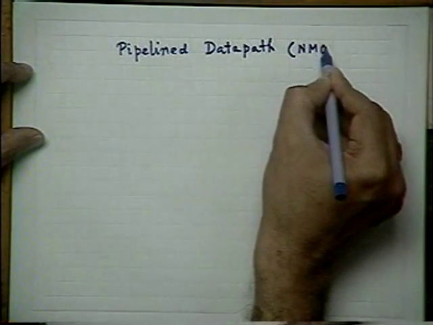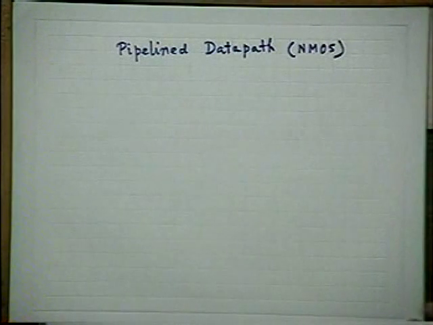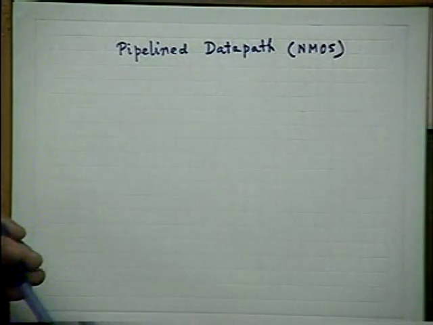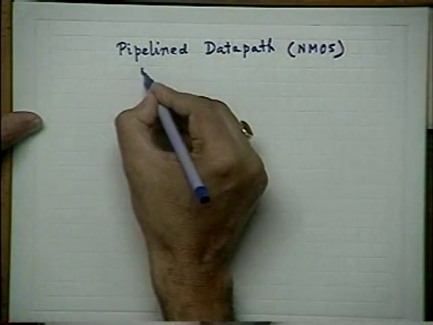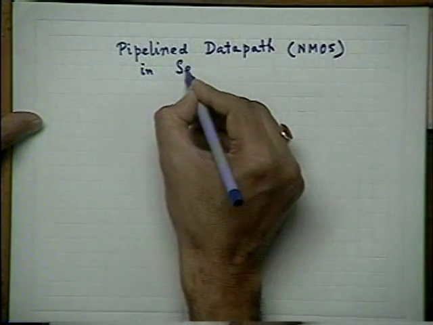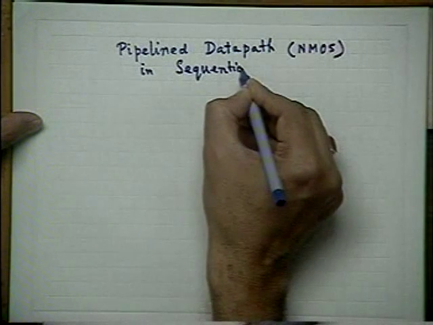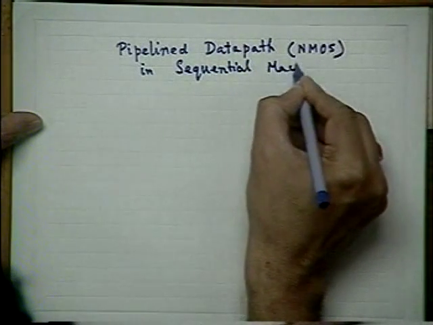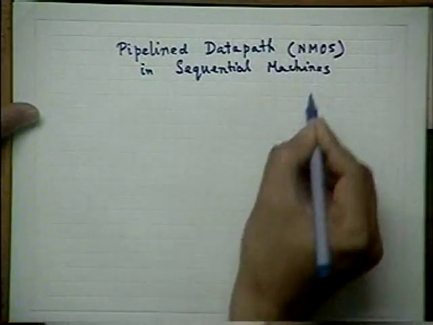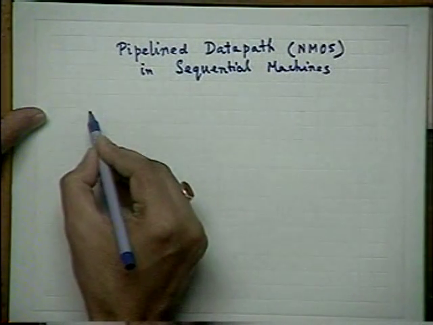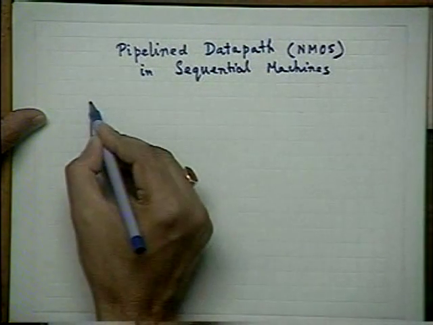I am writing NMOS, but it is not restricted to NMOS or CMOS. Anything sequential, this is used in sequential machines. So it is simply the structure, repetition of the same thing which I have drawn.